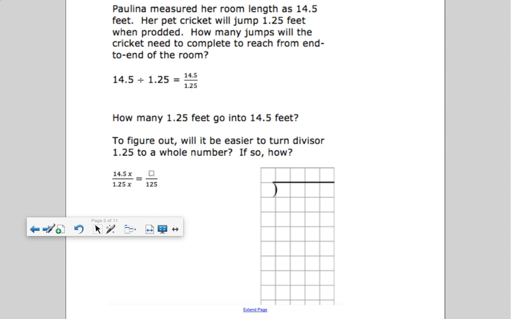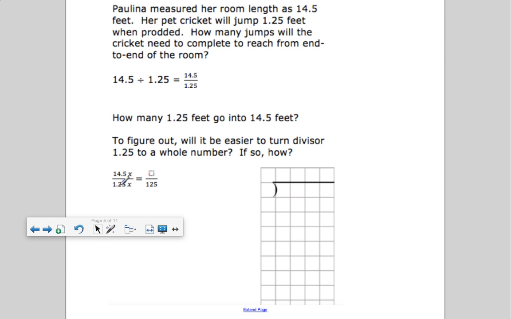Paulina measured her room length as 14 and 5/10 feet. Her pet cricket will jump 1 and 25/100 feet when prodded. How many jumps will the cricket need to complete to reach from end to end? So it's a division question. Do you notice how I rewrote it in fraction form? How many 1 and 25/100 go into 14 and 5/10?